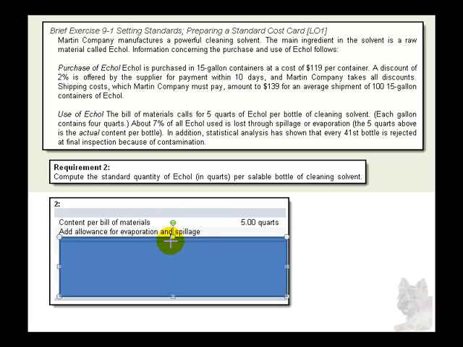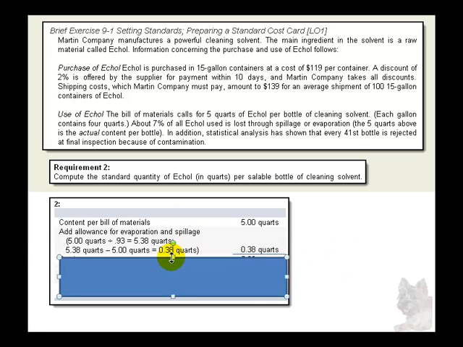Okay, so you have to add in the allowance for evaporation and spillage. Well, how would you do that? You take the 5 quarts and you divide it by 93%. Where did we come up with 93%? It's 1 minus the 7%. That gets you to 5.38, which is what you have to start with to generate 5 quarts. Okay, so 5.38 minus 5 gives you 0.38 quarts. Right? So the total we have to start with is the 5.38 quarts.